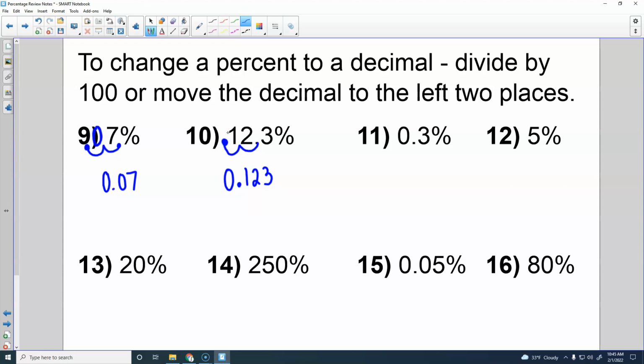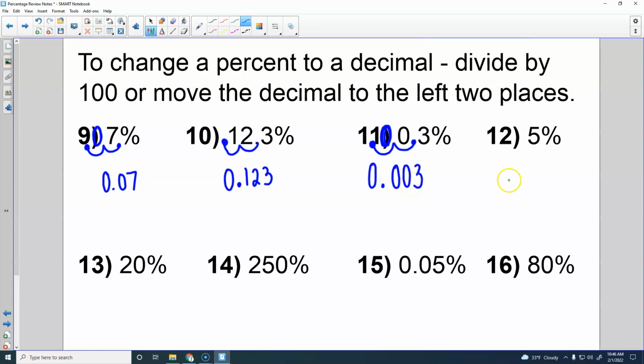Julian, what about for number 11? Nope. It's going to be 0.003. So that decimal right there, you're going to move it 1, 2 places, and so you got to fill that blank spot in right there with a 0. So this 0 right here before the decimal is optional, but you got to have 2 zeros before that 3. The 0 in front, you can put it there or not. It doesn't really matter, but you got to have 2 zeros before your 3.